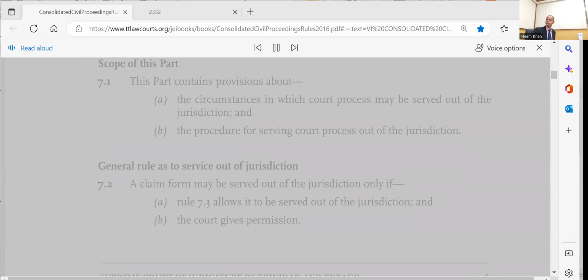Scope of this part. 7.1 This part contains provisions about (a) the circumstances in which court process may be served out of the jurisdiction, and (b) the procedure for serving court process out of the jurisdiction. General rule as to service out of jurisdiction. 7.2 A claim form may be served out of the jurisdiction only if (a) Rule 7.3 allows it to be served out of the jurisdiction, and (b) the court gives permission.